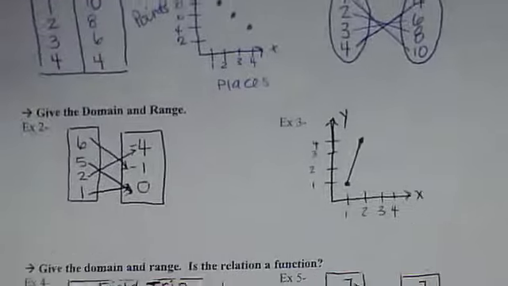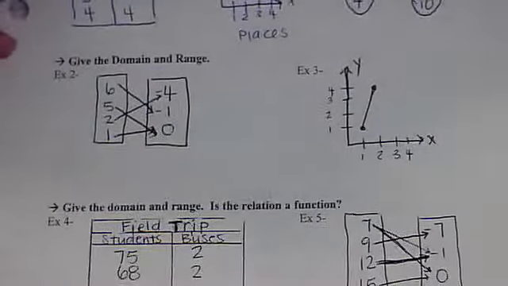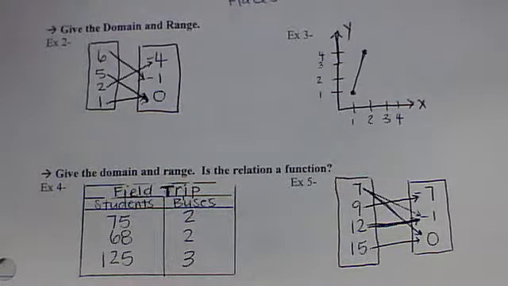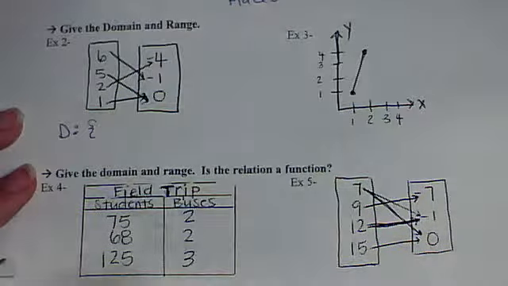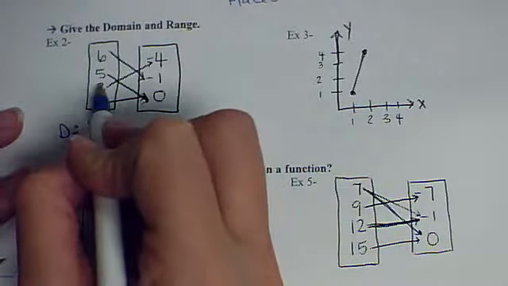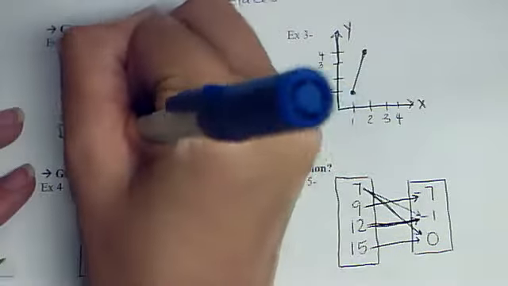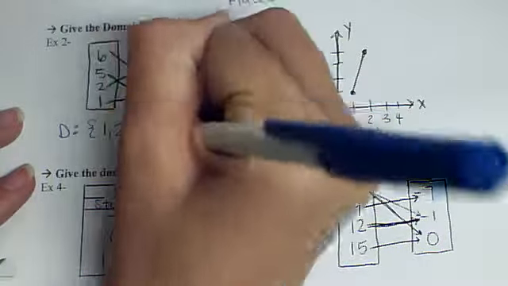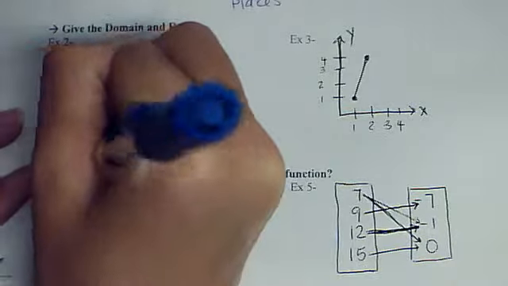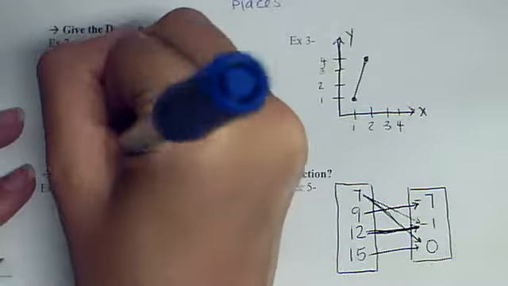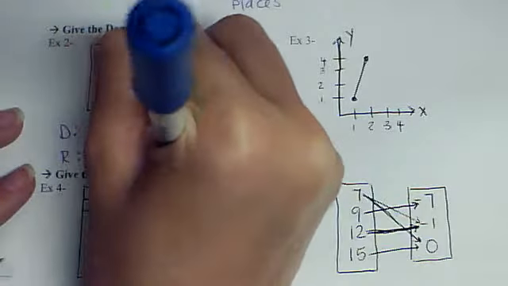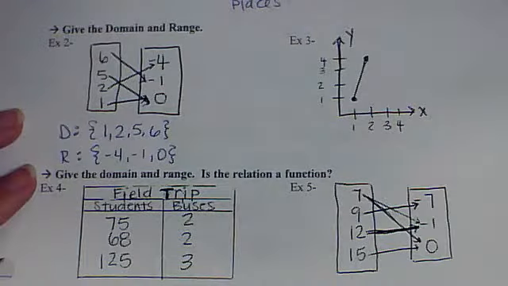Let's look at some examples of how to find the given domain and range. If I look at example 2, my domain, remember we said domain was all of our x values, that would be like 1, 2, 5, and 6. Our range then would be all of our y values. Our possible y values are -4, -1, and 0. And that's our domain and range.